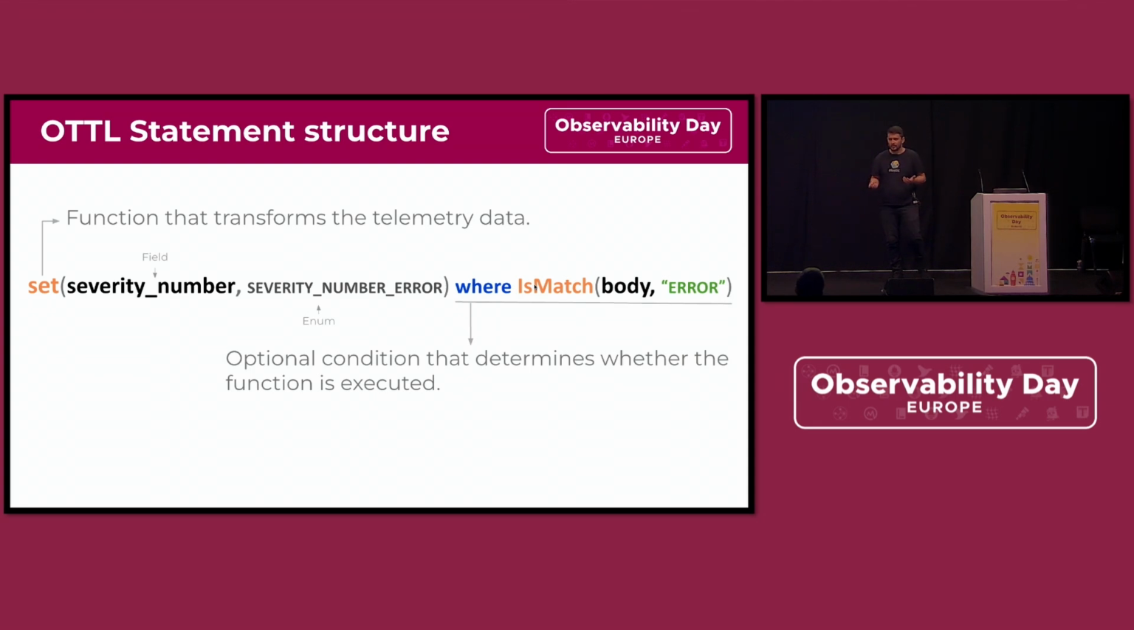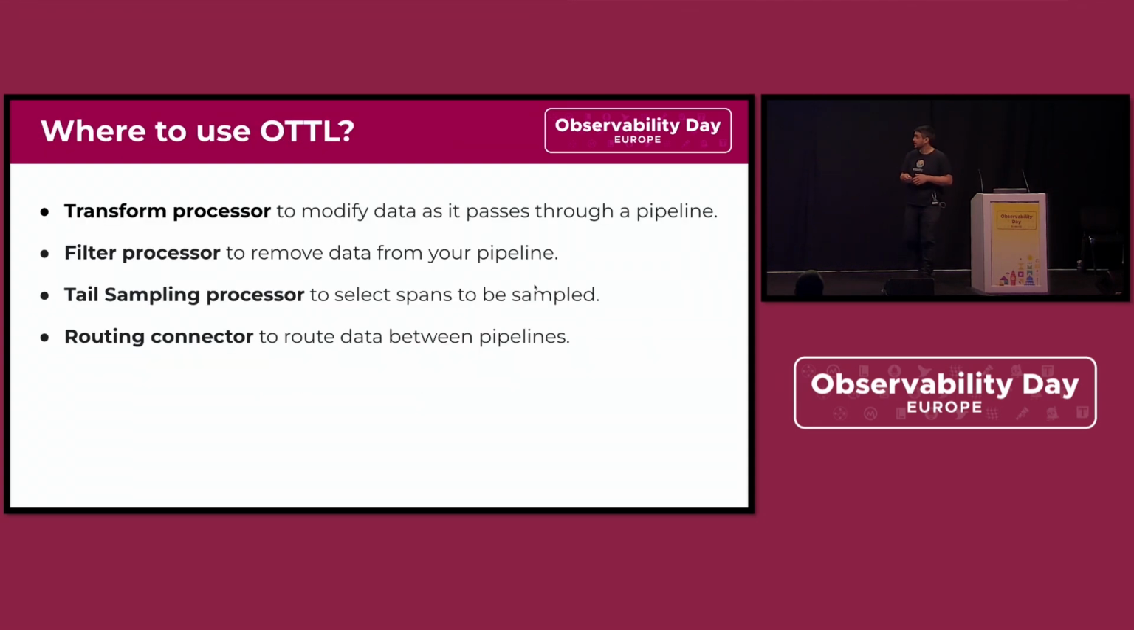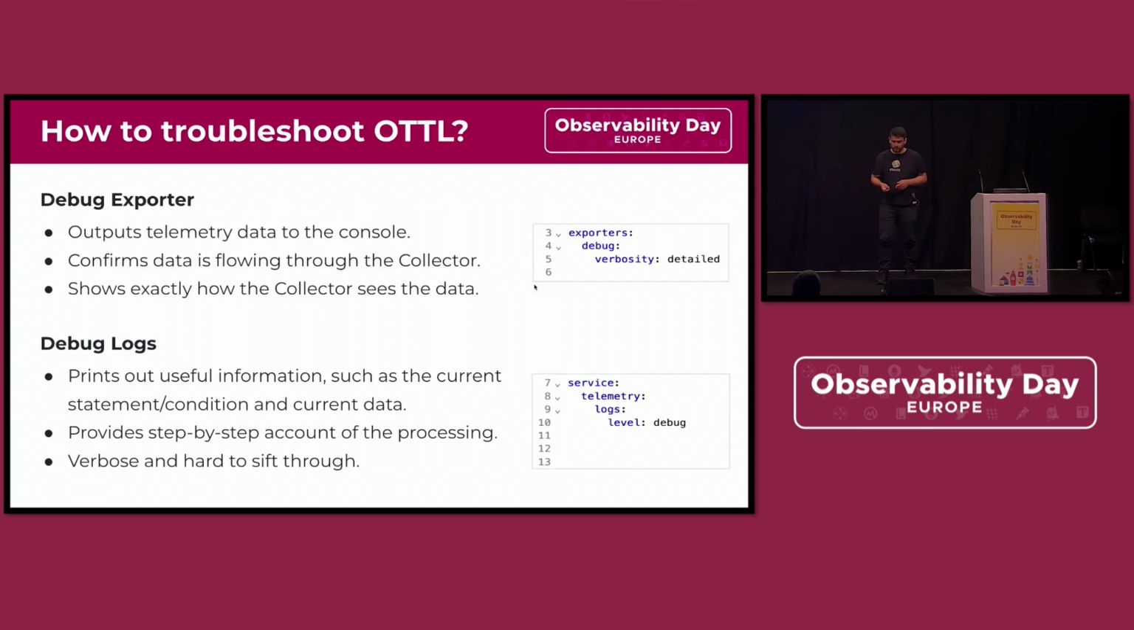But where can I use OTTL at all? So those are the primary components where you can use OTTL at the moment. We're not going to go through all of them today. We don't have time for that. But we're going to see two examples, one of the transform processor and another of the filter processor, during the demo.